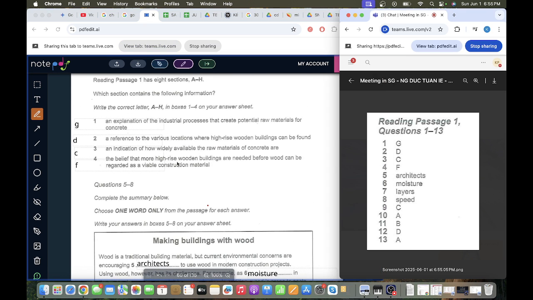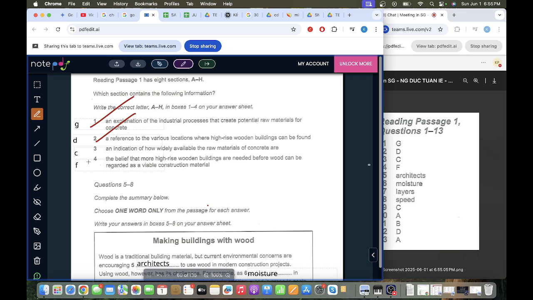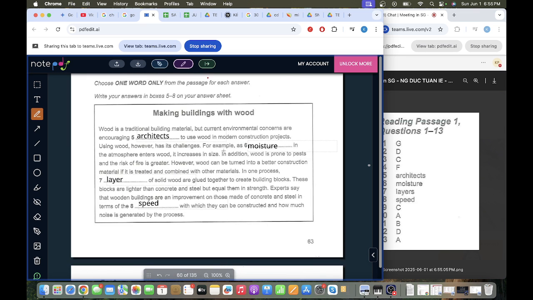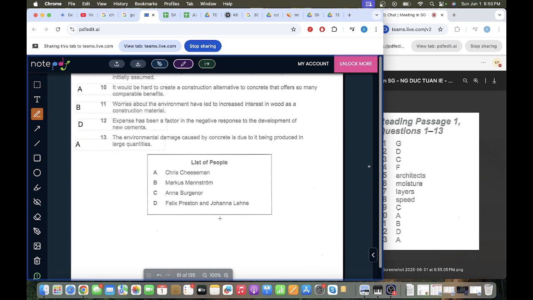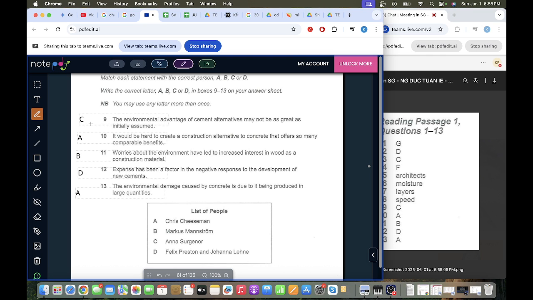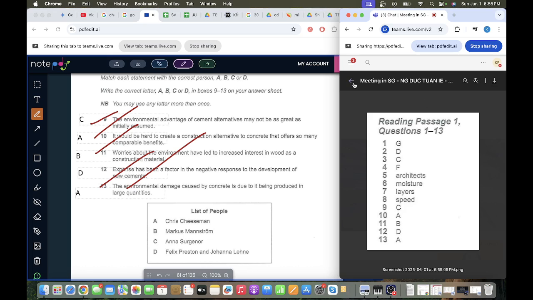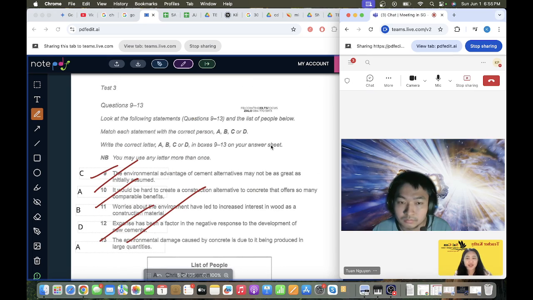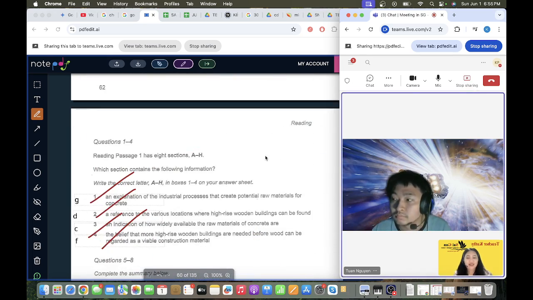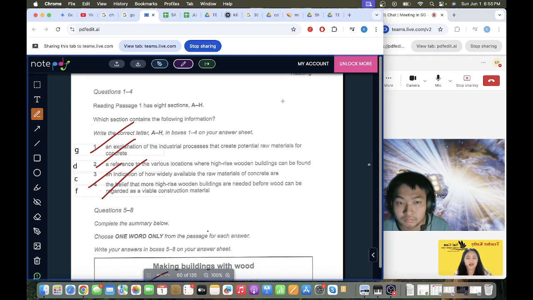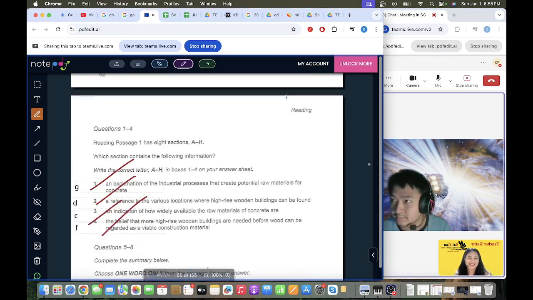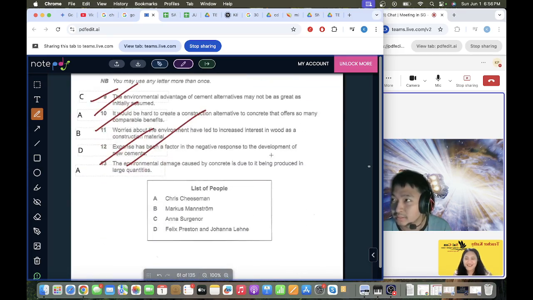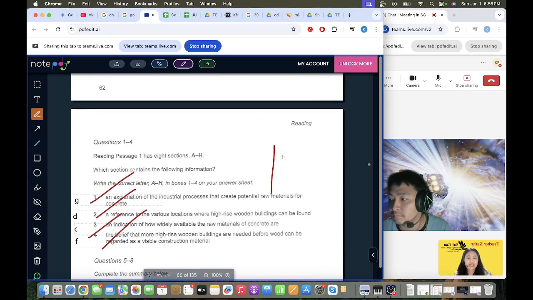Okay. Number one is G, that's correct. D, that's correct. C and F, nice one. Number five, architects, moisture, layer or layers. I'm going to consider that one. Speed, that's good. And 9, 10, C, A, B, D, and A. Nice one, Tom. You got a perfect score in the first reading passage. I guess it's really easy for you, huh? I see. Okay, so you got here a total of 13 points.